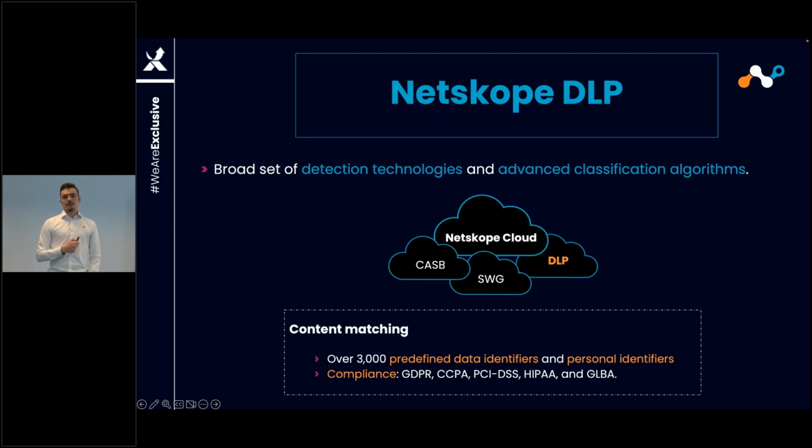How does Netskope identify sensitive data? Data classification is, of course, key. Well, Netskope has a broad set of detection technologies and advanced classification algorithms, leveraging AI and machine learning capabilities to help you identify sensitive data across your entire environment. The first technique here is called content matching, and it's really a kind of static way of doing it by using predefined data identifiers and personal identifiers. That way you can identify credit card and bank account numbers, financial, and all kinds of other private sensitive data.